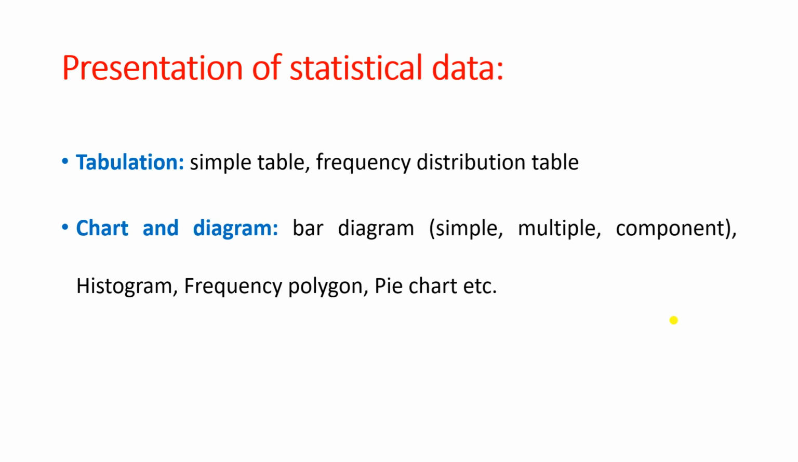After having the data, we can present the data for better understanding. It can be presented in tabulation form, that means a simple table or frequency distribution table, or in figures like charts and diagrams. There are different types of diagrams like bar diagram, simple bar diagram, multiple bar diagram or component bar diagram. There can be histogram, frequency polygon, pie chart, etc.